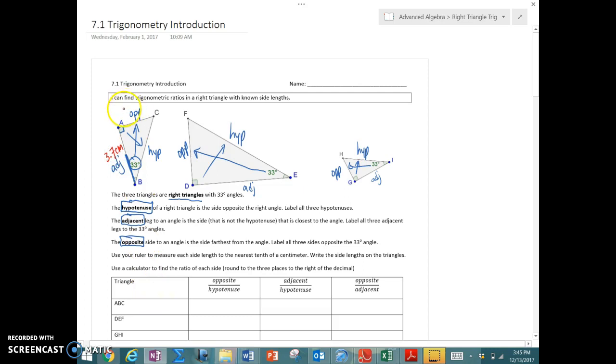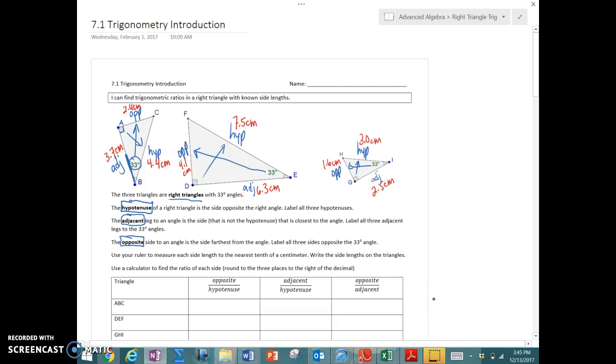The opposite side in the first triangle was 2.4 centimeters, and the hypotenuse ended up being 4.4 centimeters. So again, I'm just going to give you these measurements so that we can move ahead with the lesson. In the second triangle, the opposite side was 4.1 centimeters, the hypotenuse was 7.5 centimeters, and the adjacent side was 6.3 centimeters. And finally, in our third triangle, the opposite was 1.6 centimeters, the hypotenuse was 3.0 centimeters, and the adjacent was 2.5 centimeters.